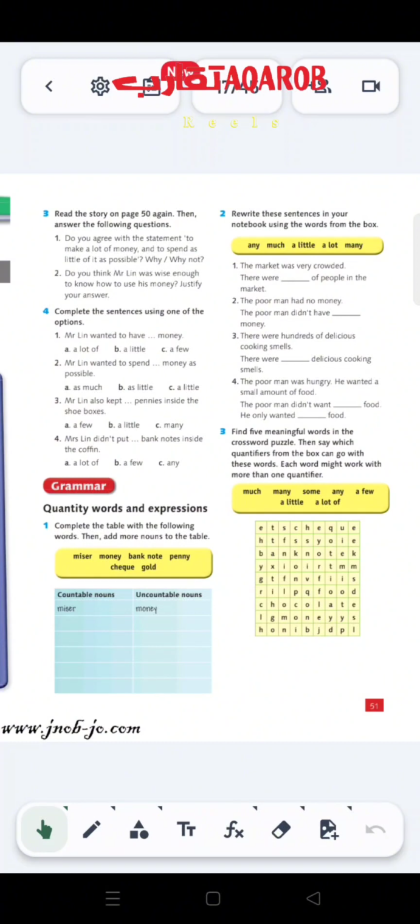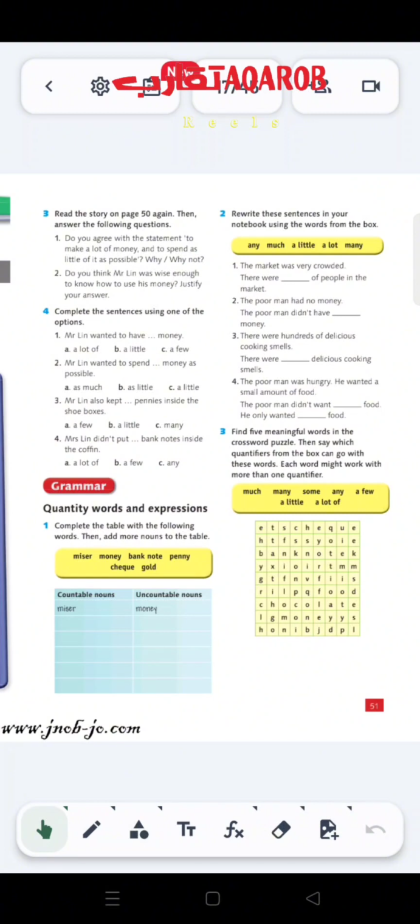In the previous lesson, we had a new type of grammar, which is about quantity words and expressions. We had to distinguish between the words that are used with countable nouns and the words that are used with uncountable nouns. We said that the quantity words many and a few are used with countable nouns. And we said that much and little are used with uncountable nouns. And the rest of them, which are a lot of, some, and any, are used with either countable or uncountable nouns.